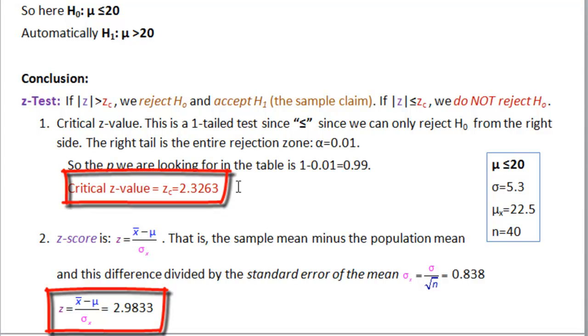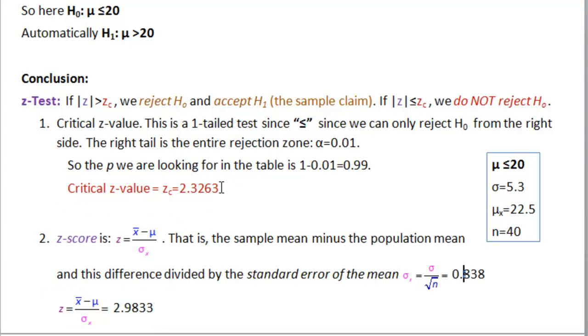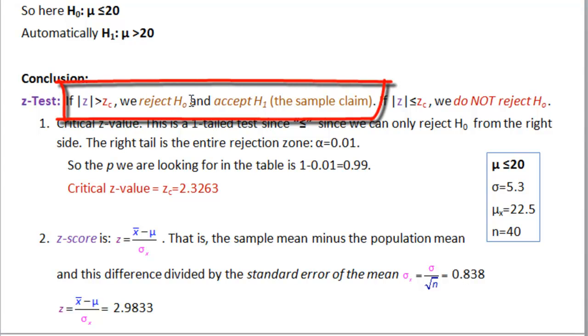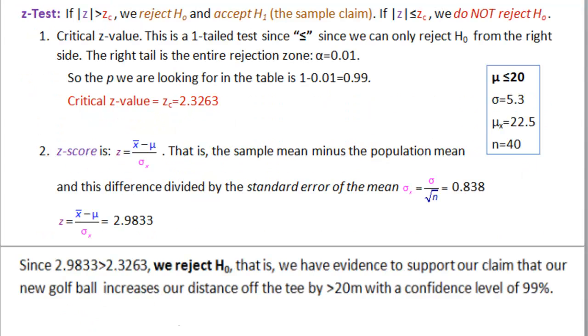Our critical z was 2.3263, and we can see that this number is bigger than this number, so we get to reject the null hypothesis and we get to accept our claim. Let's just say that one more time, because our z-score, 2.9833, is greater than our critical z, 2.3263, we reject the null hypothesis.